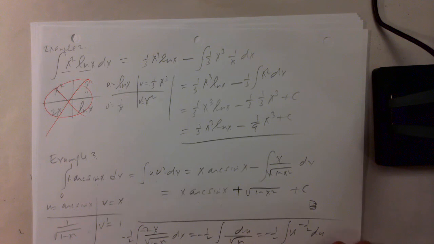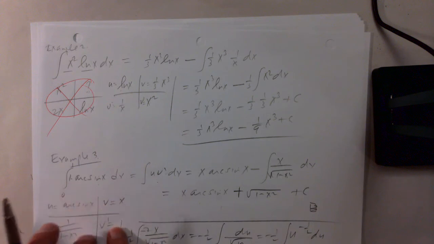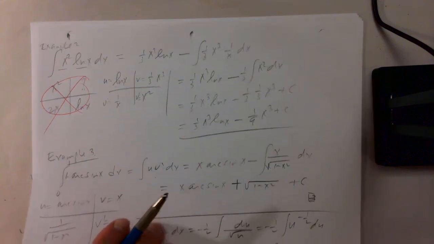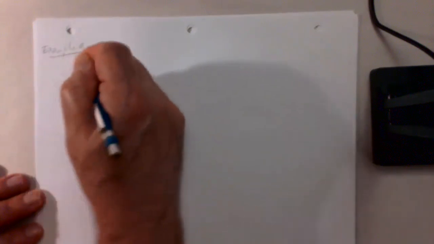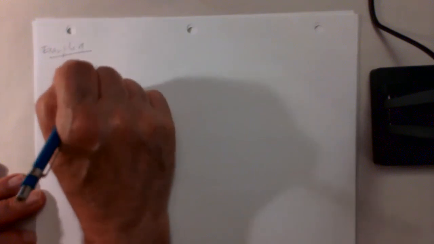I'll do one more example, and then I'll do a lot more in our Zoom problem sessions. So sometimes you have to use integration by parts repeatedly. This is example 4. The integral of x squared sine x dx.